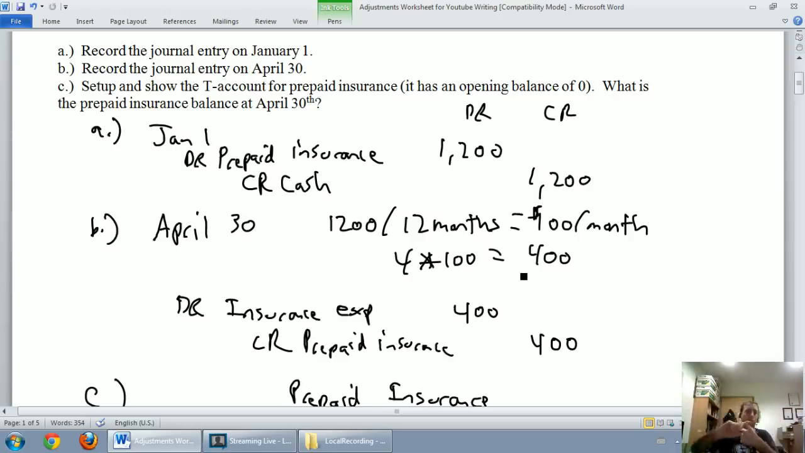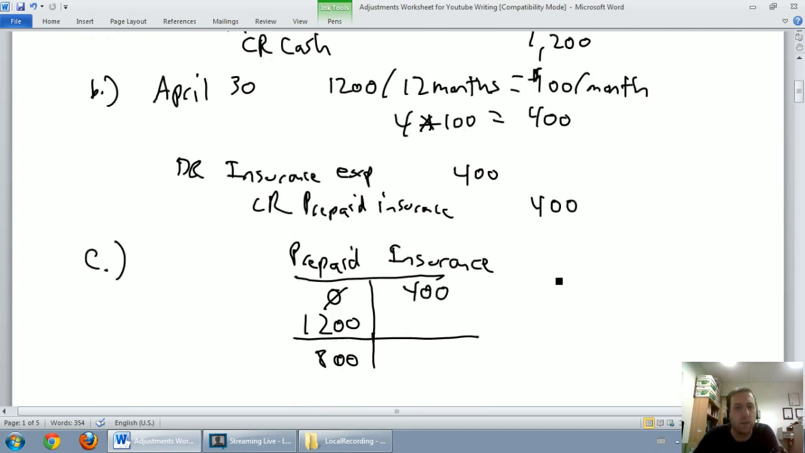You could say, well, I've got May, June, July, August, September, October, November, December. I have 8 months left. Notice I didn't count April because on the 30th, April's over. I have 8 months left. My insurance is $100 a month. I have $800 worth of insurance left on the table. So that's what that last bit was getting at.